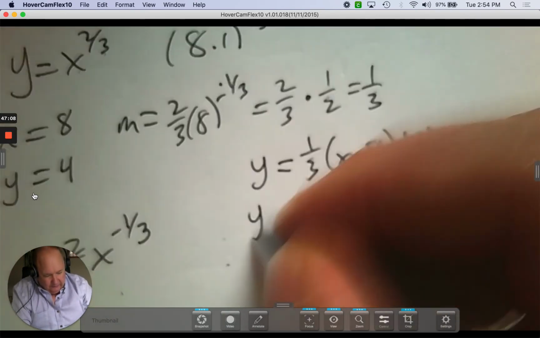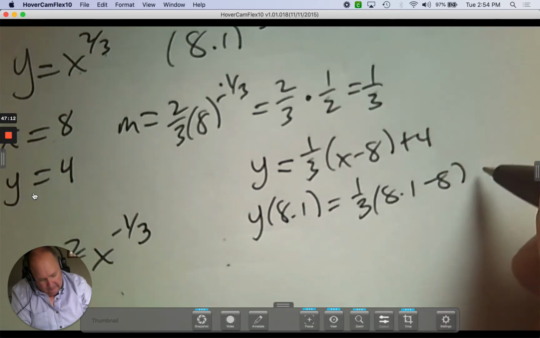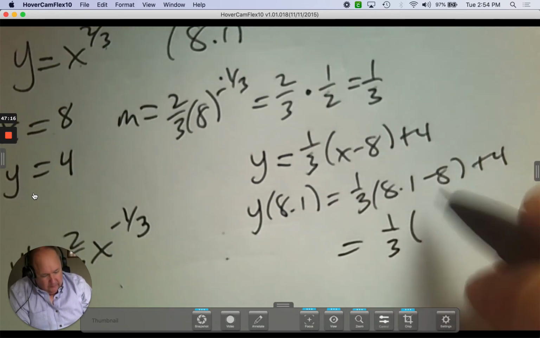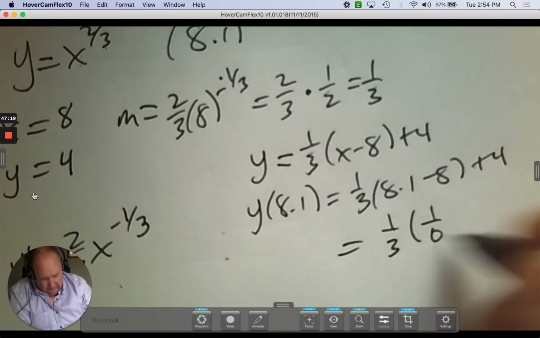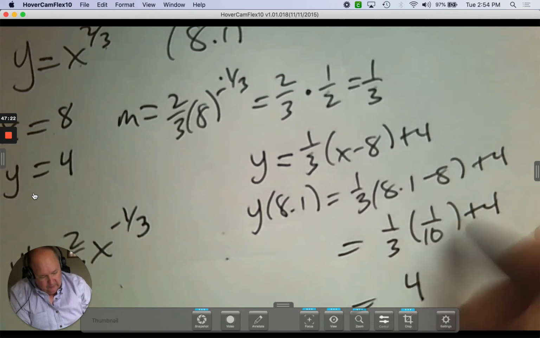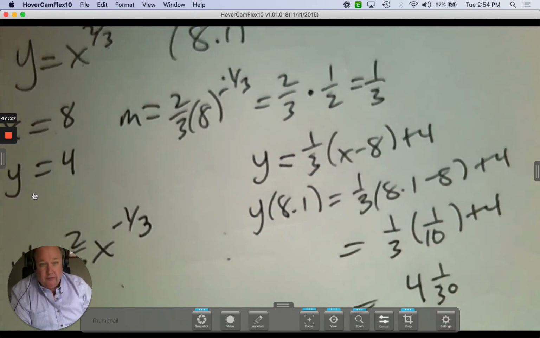And then to estimate 8.1, you plug in 8.1 and then solve it. So it's 1/3. 0.1 is 1/10. So if I put this all together and multiply it, 4 plus that would be 4 and 1/30th.